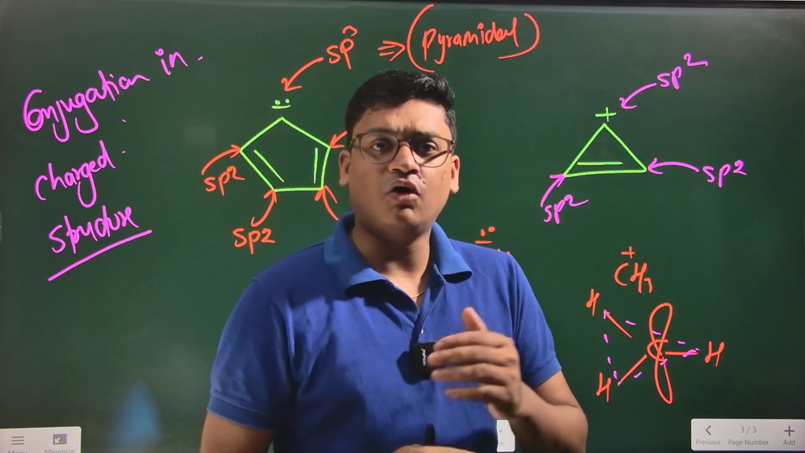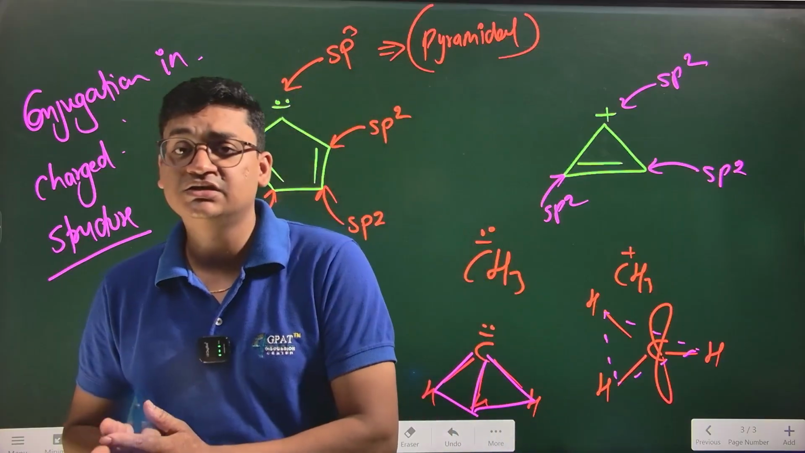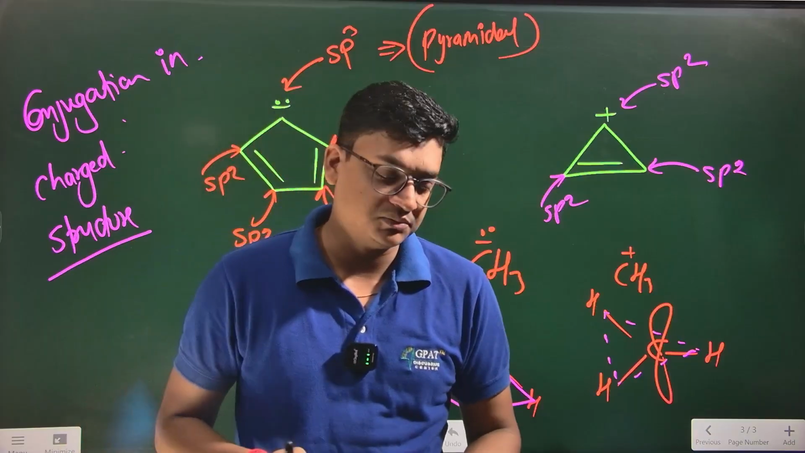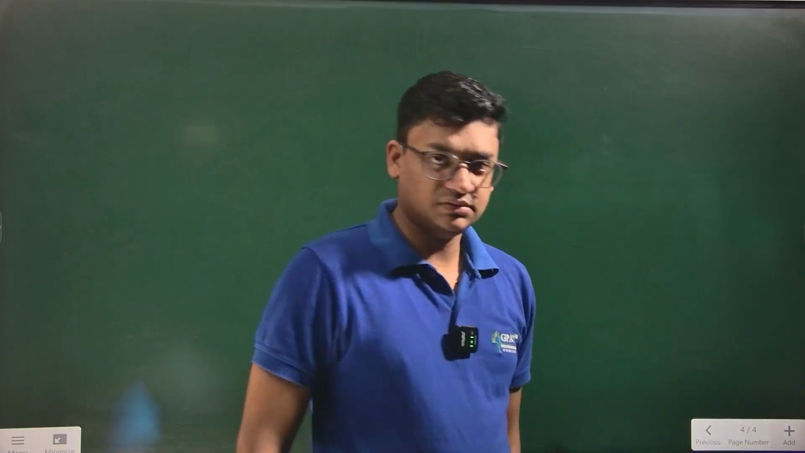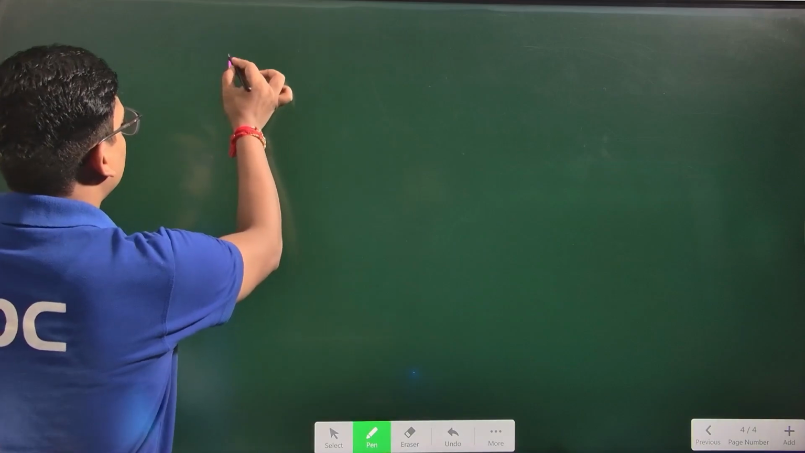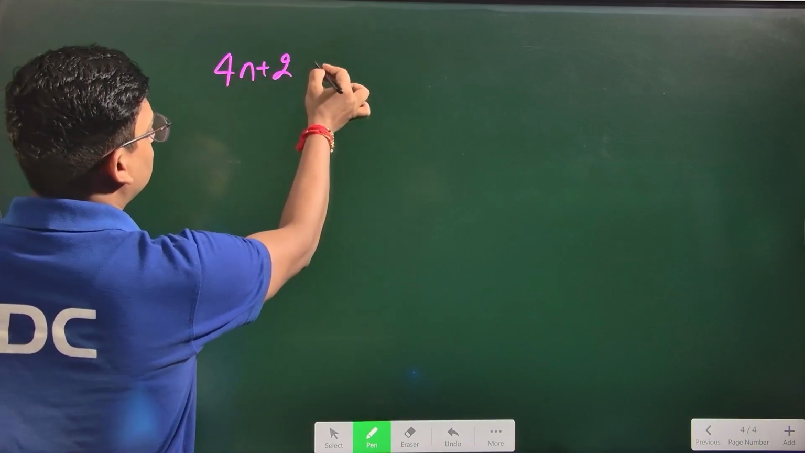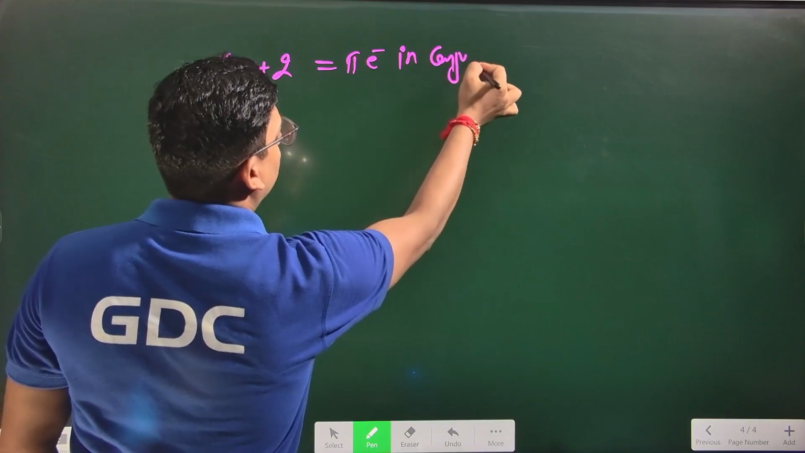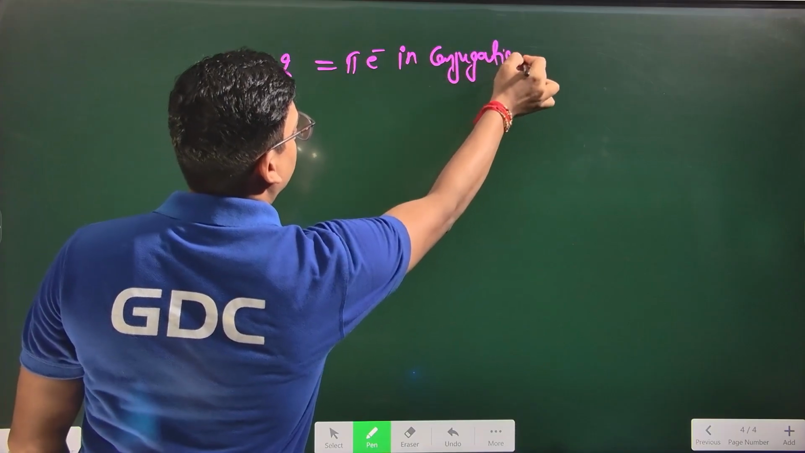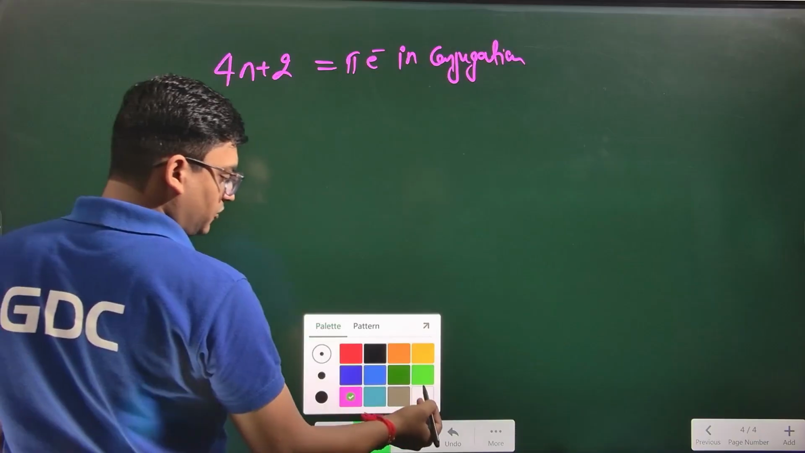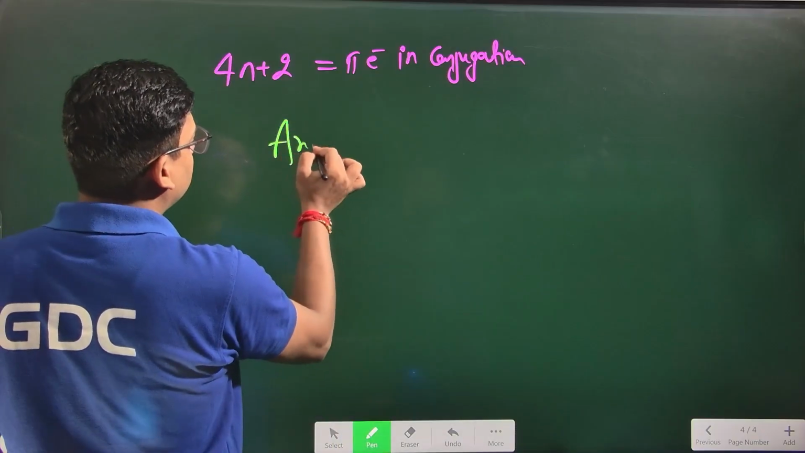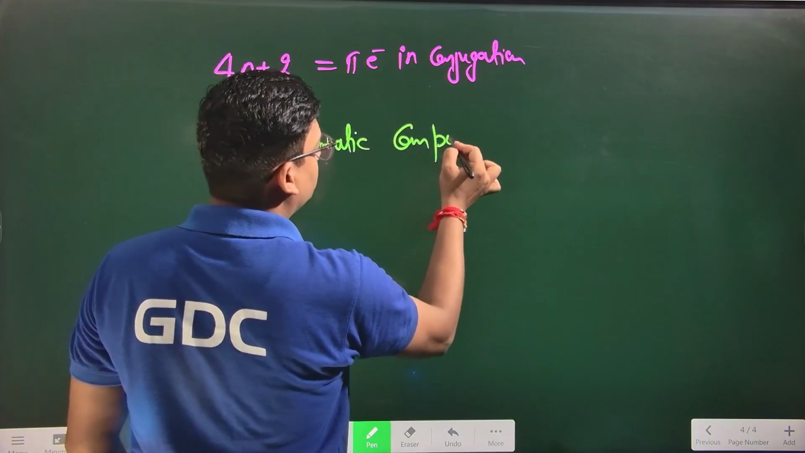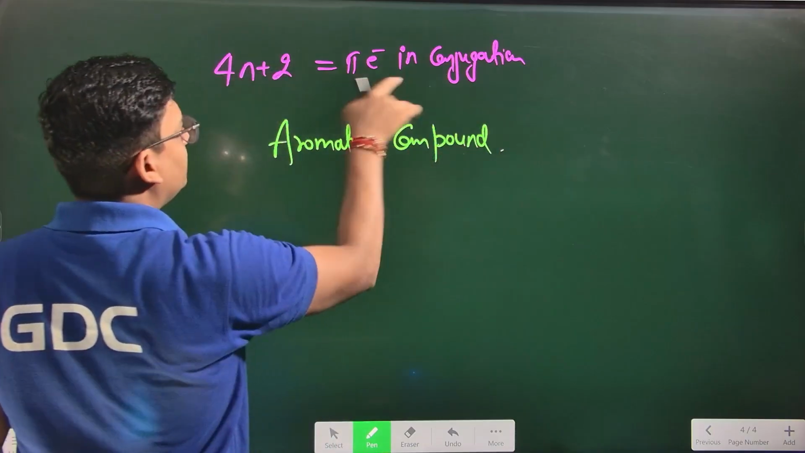Okay, so now the fourth condition will be the last condition for a compound to be either an aromatic compound or an anti-aromatic compound. Let me write it down first: 4n plus 2 pi electrons in conjugation. That tells you about the aromatic compound. For a compound to show aromaticity, we must follow this.